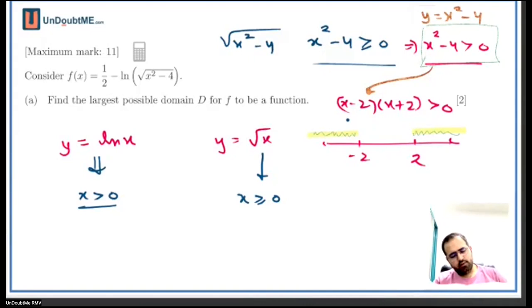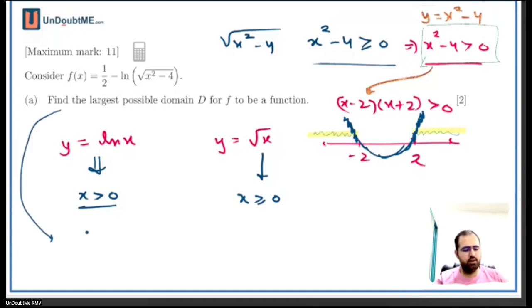Because the graph will be like this. Everyone knows how to draw the graph of a quadratic. It's a quadratic, the graph will be like this. The positive part is lying either before negative 2 or after positive 2. Between negative 2 and 2, it is negative. Since it is negative, we cannot include that part. So the largest possible domain will be x less than negative 2 or x greater than 2.